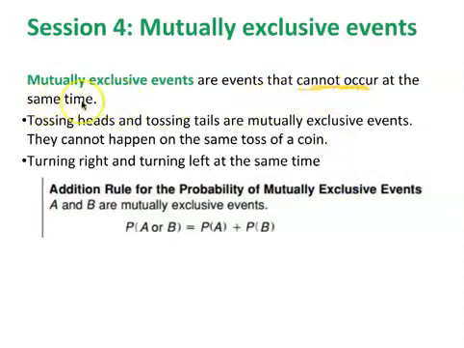What does that mean? What are some examples of things that cannot occur at the same time? So let's say we've got another coin. If we were to toss that coin, getting heads and tails on that same toss is mutually exclusive. We can't get both heads and tails. We can get one or the other, but we can't toss a coin and get heads and tails from the same toss. That's impossible. So tossing heads and tossing tails are mutually exclusive events. They cannot happen on the same toss of a coin.